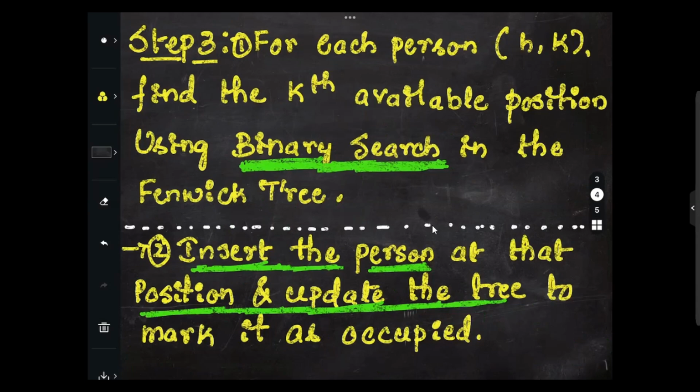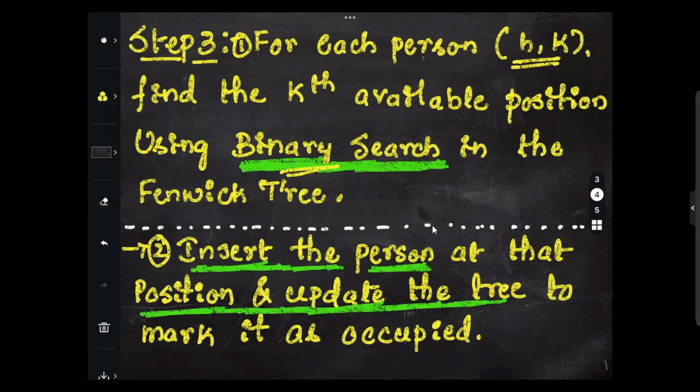Third step, we have to keep this in mind. This is very important. We are inserting people into the queue using the Fenwick tree basically here. So for each person, h comma k, hi comma ki, we are considering, right? For each person hi comma ki, we are finding the kth available position using binary search. We are finding the kth available position, whatever the available position after sorting.